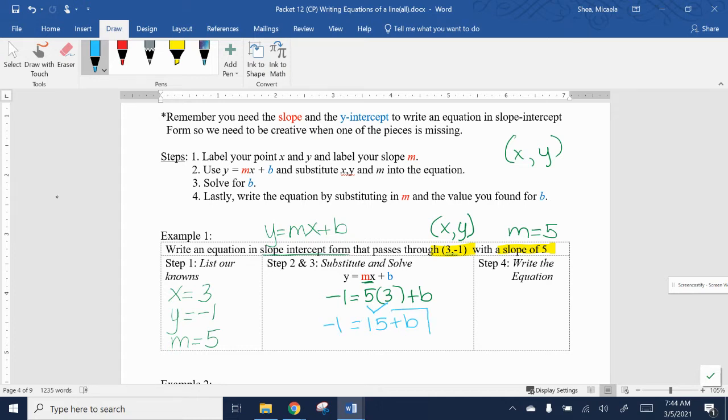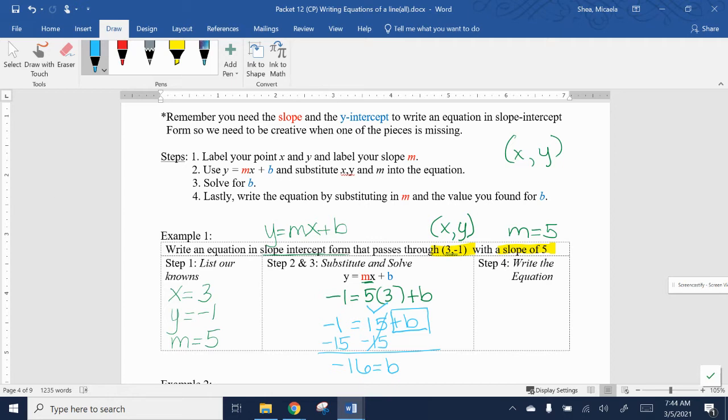I want to get b by itself, so whatever is next to the b, I'm going to do the opposite. So it's a positive 15. I'm going to say subtract 15 or -15. -1 minus 15 is -16. If you're not sure, use your calculator to help you.